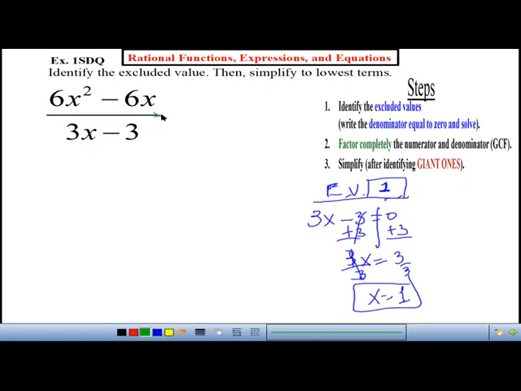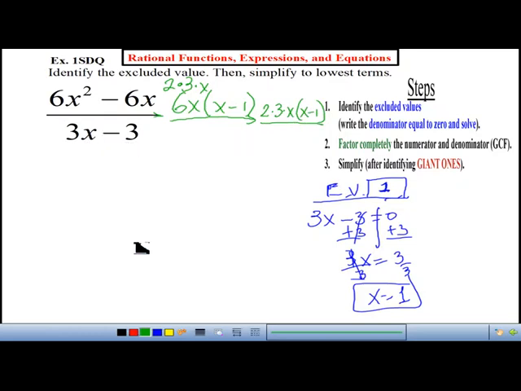So let's simplify. First step is to factor completely. So let's look at this numerator. Now we have a binomial. Is there a GCF first? Yes. What is it? 6x. And we're left with x minus 1. However, is this completely factored? No. How can we factor the 6? What does that become? 2 times 3 times x. So let me write it over here so that you can see it: 2 times 3 times x times x minus 1.